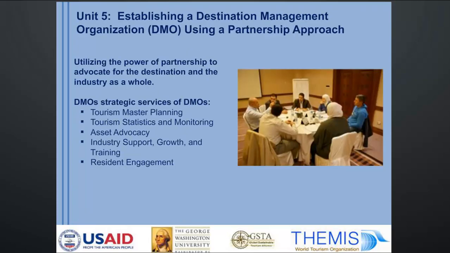Unit 5 is entitled Establishing a Destination Management Organization Using a Partnership Approach. This chapter is focused on the actual tools necessary to form the DMO organization. We'll look at the services that a DMO provides and begin to understand what is necessary to create the structure and implement the business plan.